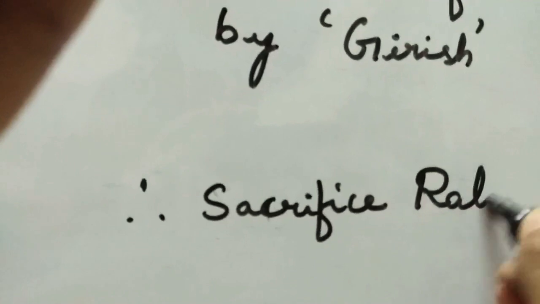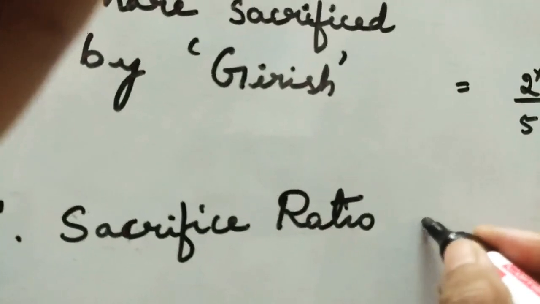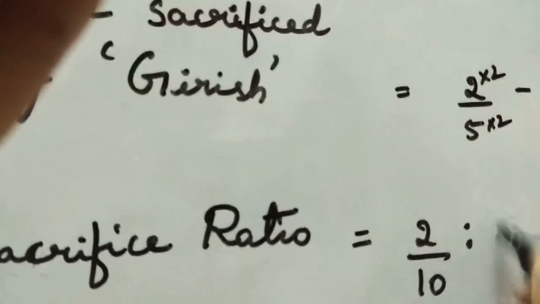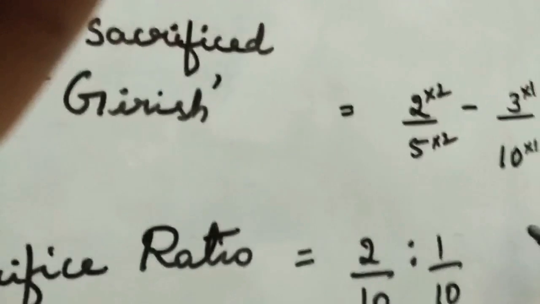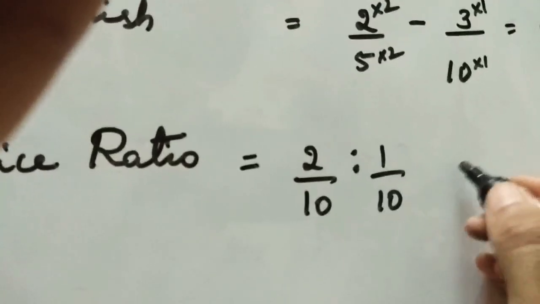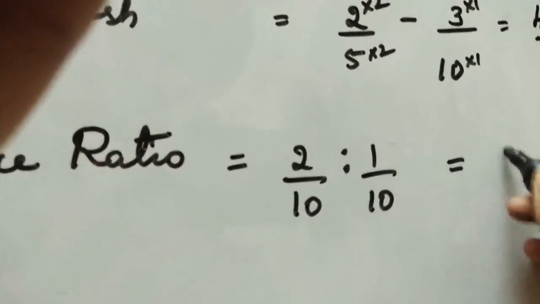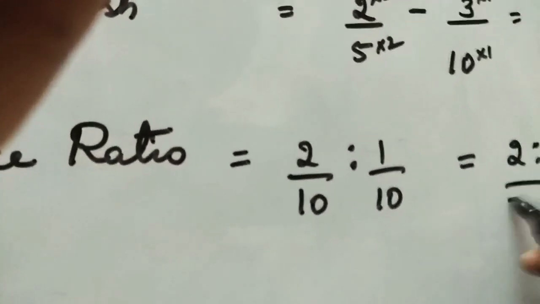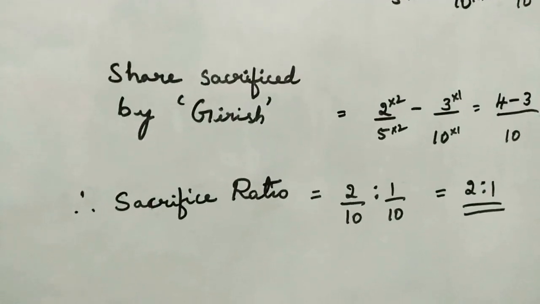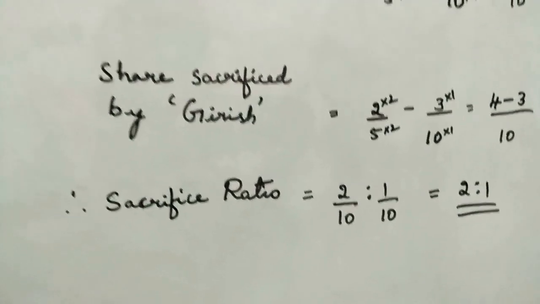Therefore the next step is sacrifice ratio is equal to 2 by 10 is to 1 by 10. As the denominators are the same, I can make it shorter. It is 2 is to 1. So the sacrifice ratio of Ganesh and Girish is 2 is to 1.